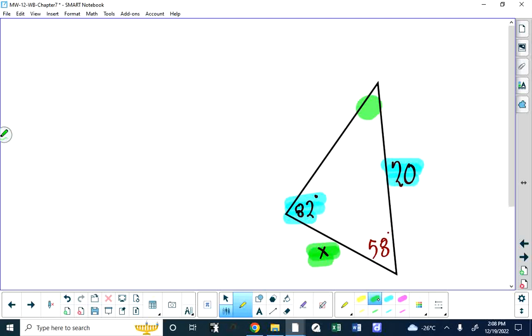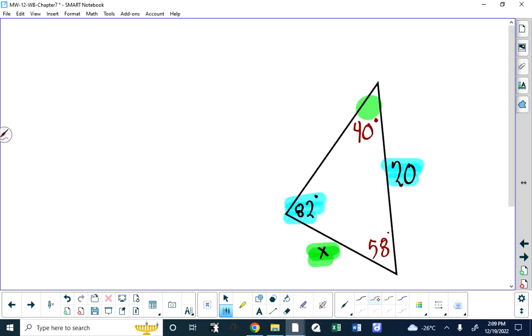Carter, how are we going to find this angle? We have 82, and you take the answer and you subtract it from 180. Excellent. It's exactly what we do. 82 plus 58 will give us, I think, 140 degrees. And we take 140 degrees away from 180 because all the angles have to add up to 180, which gives me 40 degrees here.